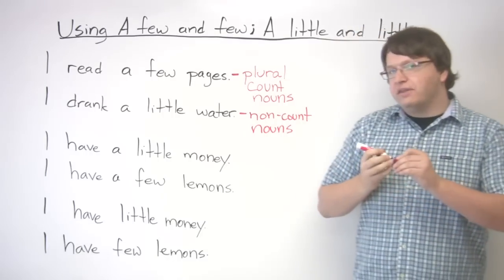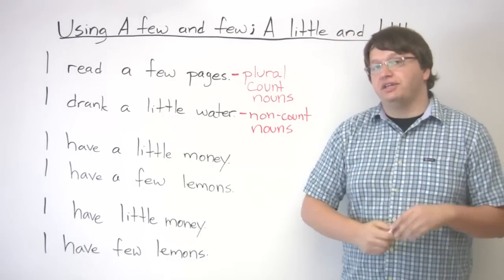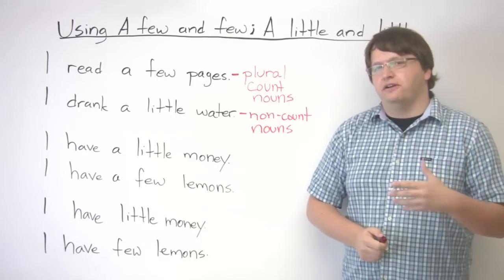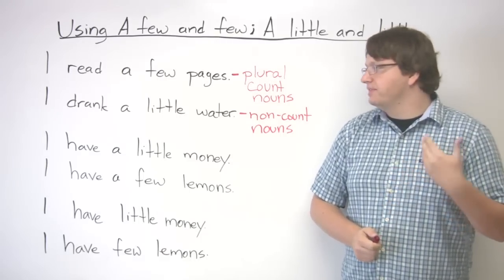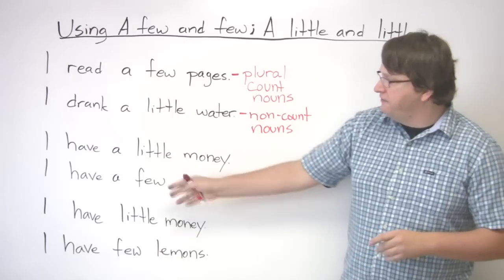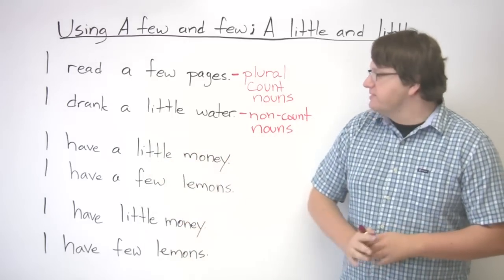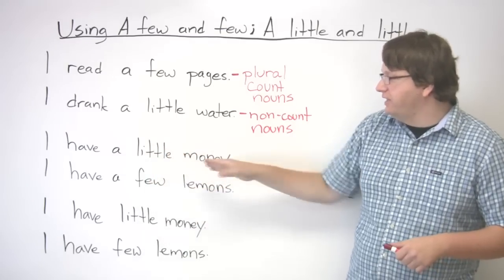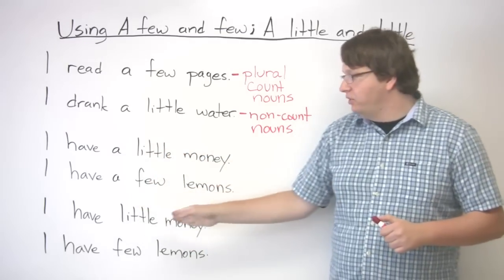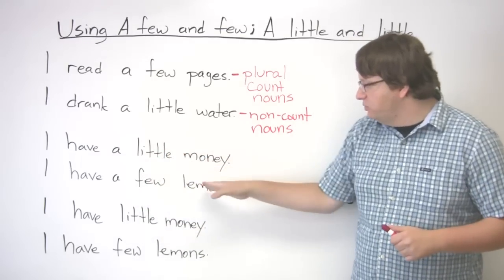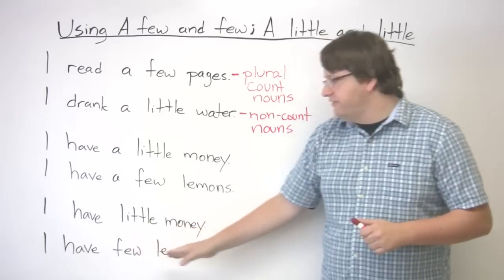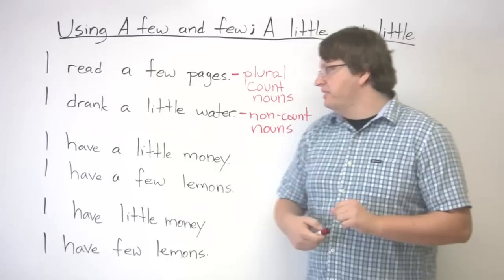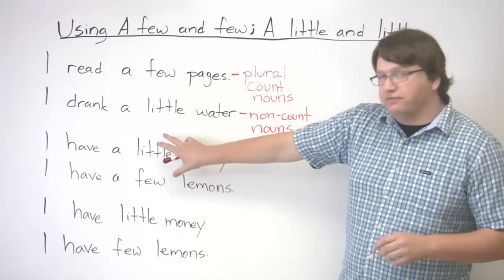Okay, so now that we have that out of the way, we can actually get to the meanings of when you use few versus when you use little. So here I have four sentences, and two of them match. I have a little money, I have little money, I have a few lemons, I have few lemons. So what is the difference between these? Let's look at these two first of all.